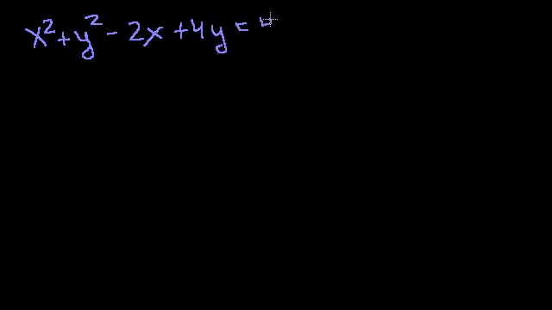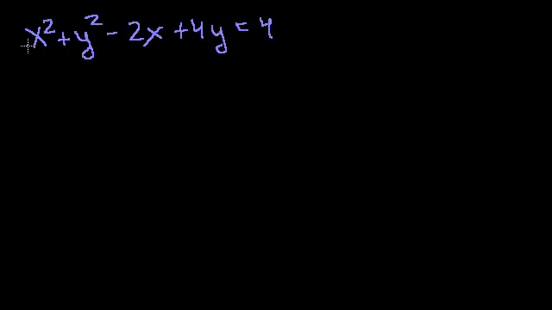Let's see if we can do a couple more of these conic section identification problems. So I have this problem, x squared plus y squared minus 2x plus 4y is equal to 4. The first thing I like to do is figure out what type of conic section this will be. This is my x squared term, my y squared term. They're on the same side of the equation, and they both have positive coefficients. So this tells me that we're going to be dealing with an ellipse.